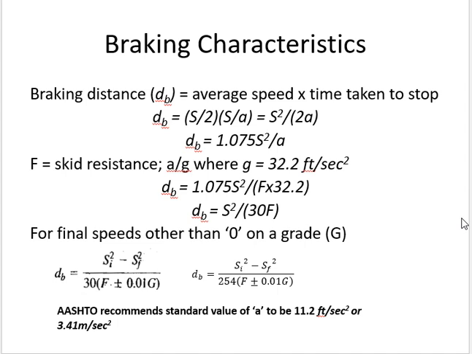Next thing about the vehicle characteristics is the braking distance. Braking distance is calculated as average speed into the time of braking. Braking means you are decelerating, right? Your speed is reducing. So the distance covered during change in speed equals average speed into the time of changing the speed.